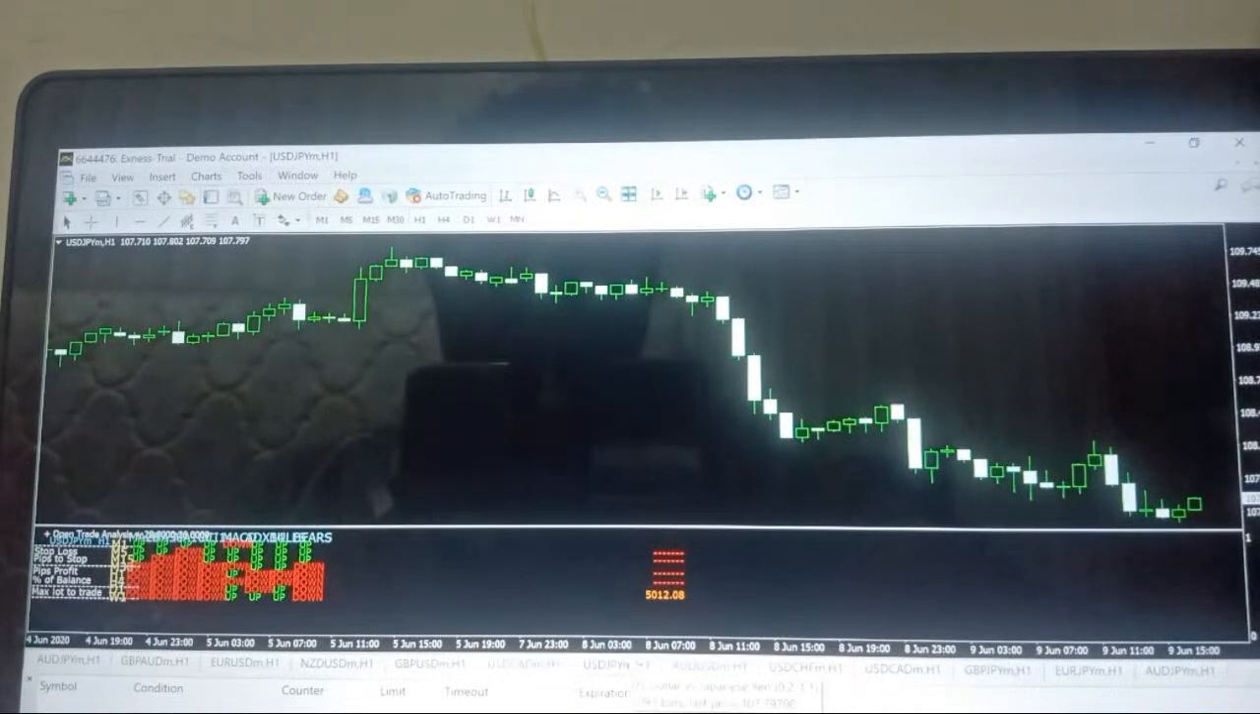Okay, at next we are going to talk about USD JPY. Okay, now guys, if you look at the USD JPY, you can see that if we talk about the scalping chances, M1 and M5 is representing the upward side of the market.